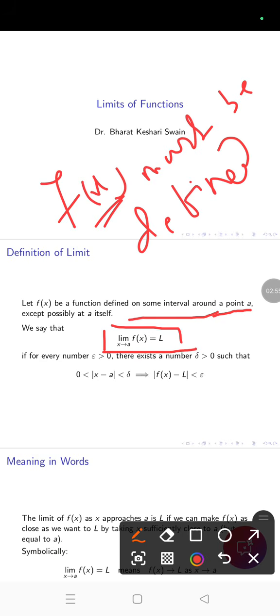So how is it defined? For every epsilon greater than 0, there exists a delta greater than 0 such that 0 < |x - a| < delta implies |f(x) - L| < epsilon. So what does it mean?